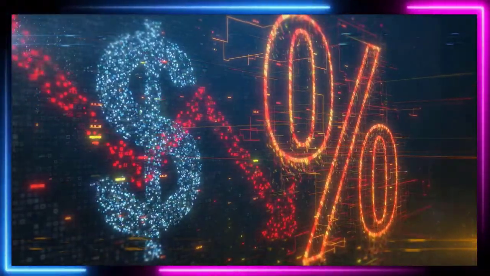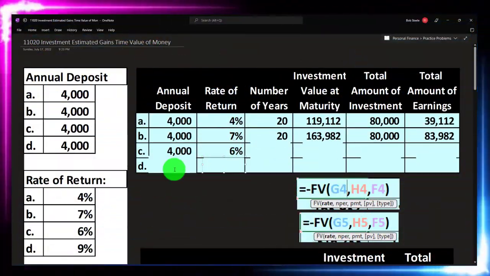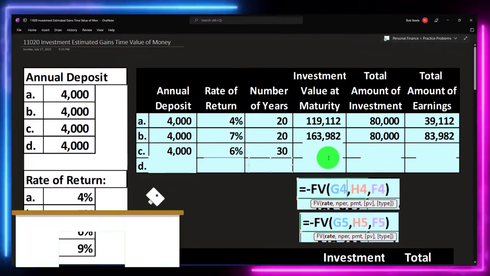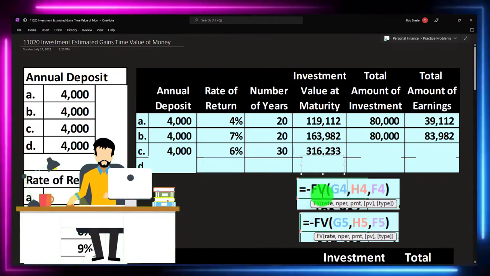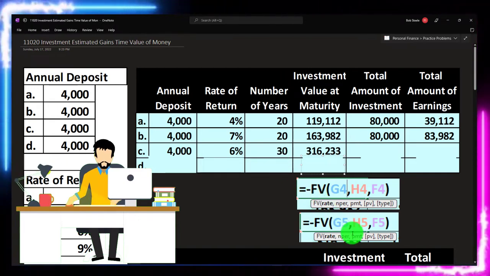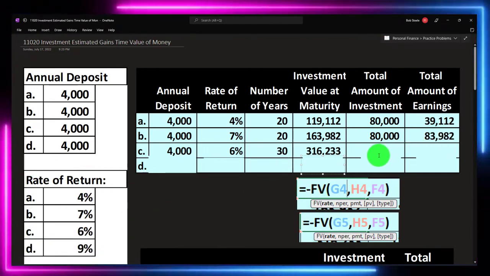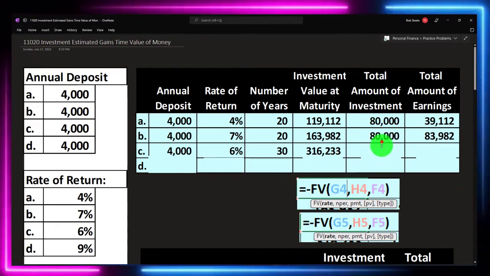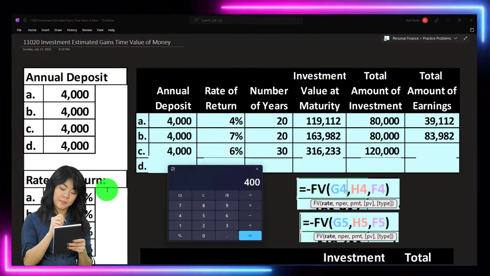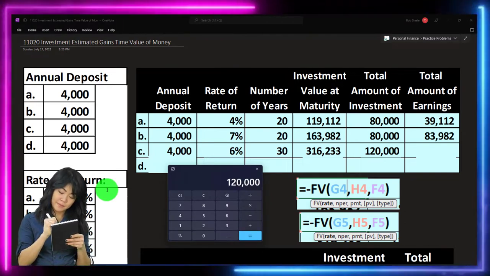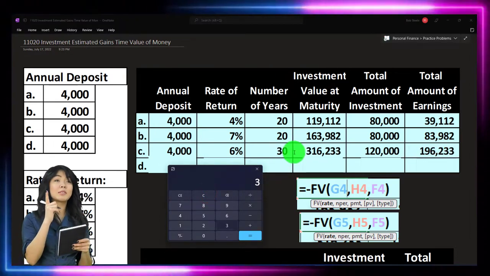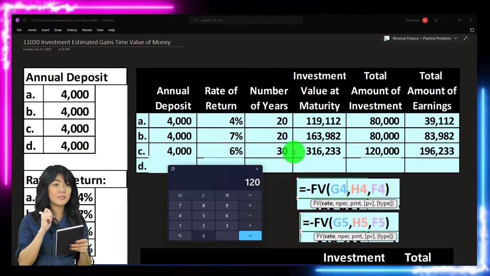But in any case, let's say we have another 4,000, same 4,000, 6% this time. I'm just pulling the data in, but this time it's for 30 years. So after 30 years, if I do this calculation, the rate would be 6%, the number of periods is now 30, and the payment is 4,000. Now we'd be at 316,233. How much money would we have put in over that time frame? We put in 4,000 times 30 because we entered annually.